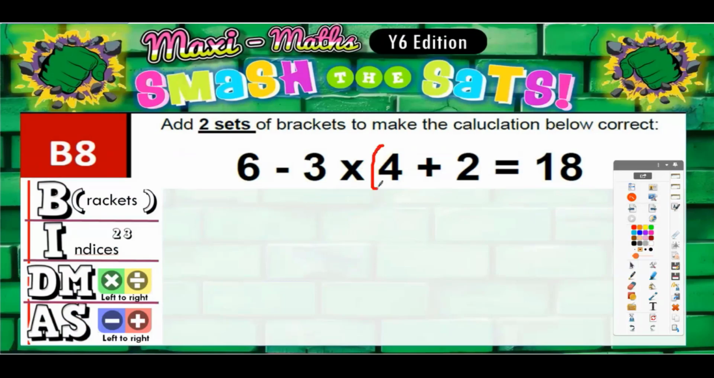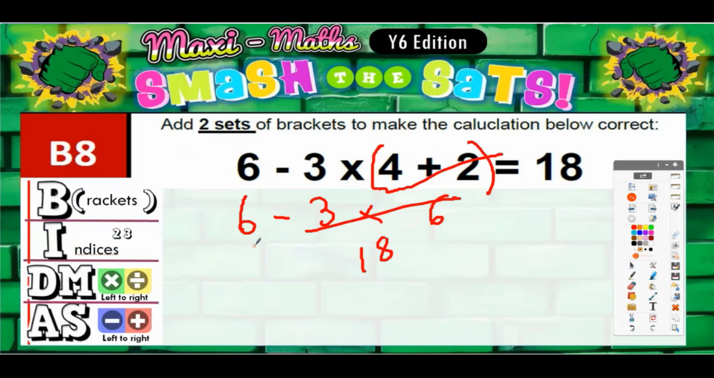If you were only putting one bracket in, the only other place you could do would be there. And then we do the bracket first. 4 plus 2 would be 6. You would drop everything else down that you haven't done. And then you would say, right, okay, we've got S for subtract, M for multiply. We'd have to do M for multiply first. 3 times 6 is 18. And then you would read it as left to right. 6 minus 18. 6 minus 18 is minus 12. So that doesn't work either because we're trying to make 18.